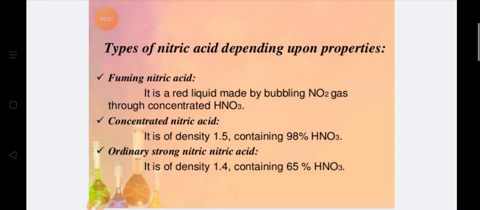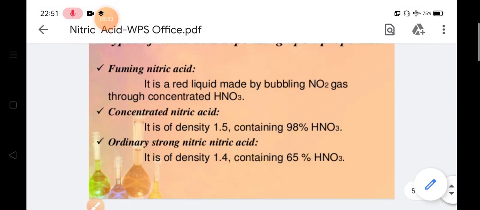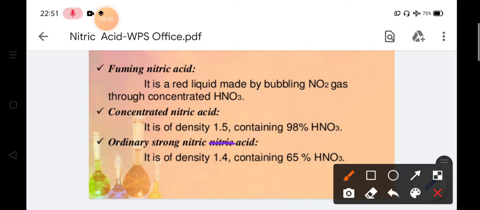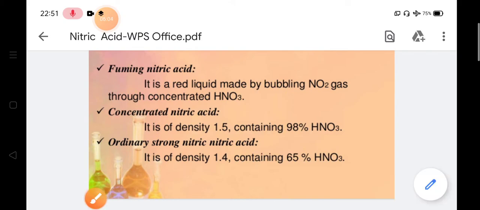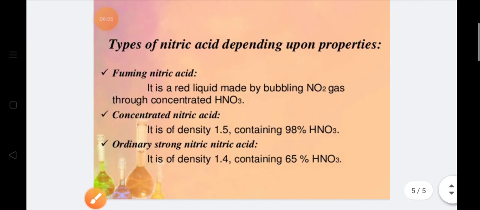We have mainly three types of nitric acid. Number 1, fuming nitric acid. Number 2, concentrated nitric acid, and number 3, ordinary strong nitric acid. Here there is a spelling mistake, you can always see that. Other than that it is good. I have written nitric 2 times, so one will be cut out. So just zoom it. The first one is fuming nitric acid.